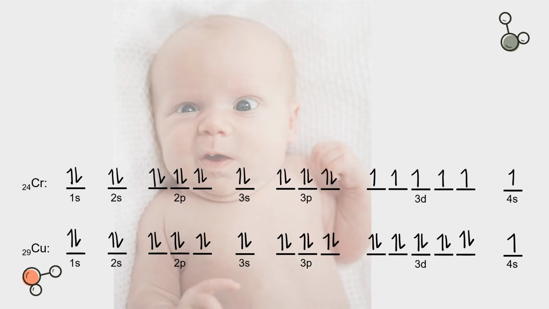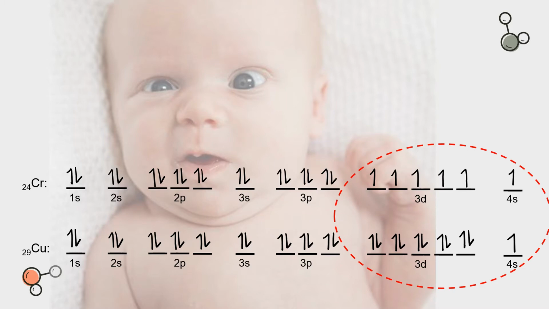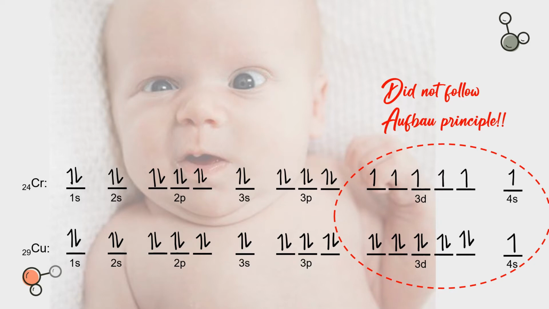These are the electronic configurations for chromium and copper. Have you noticed any unusual features in these electronic configurations? Yes, they did not follow the Aufbau principle. How could this happen? Let's check out this video to find the answer.